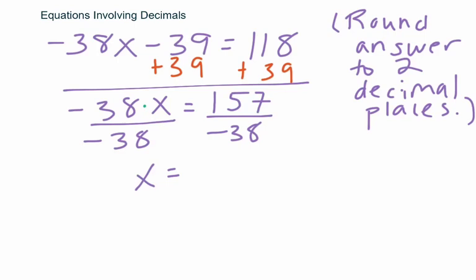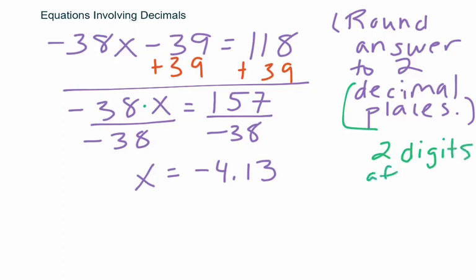And when it says to round to 2 decimal places, this is what it means. It means 2 digits after the decimal point. It does not mean 2 digits total. And I have seen students kind of confuse that. So 2 decimal places means 2 digits after the decimal point.